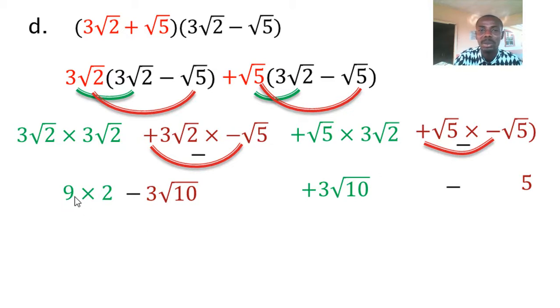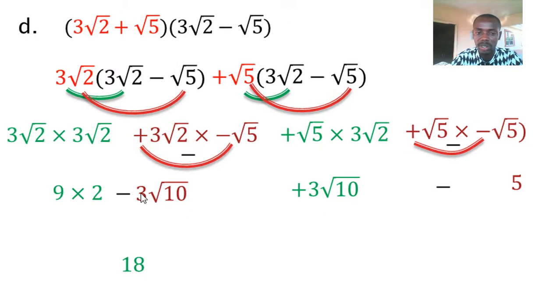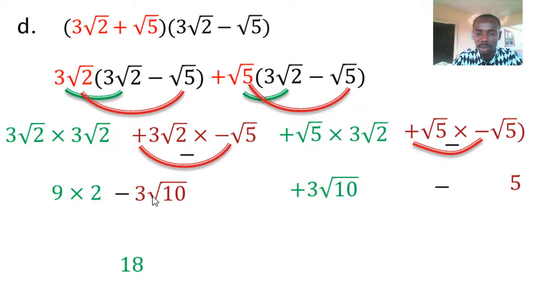So here is 9 multiplied by 2, it's going to be giving 18 minus 3 root 10 plus 3 root 10. Okay, so these are the same values but with different signs. So we have negative and positive but of the same value, so both are becoming 0. Okay, now we are left with what? We are left with minus 5. Okay, remember it is minus 3 root 10 and plus 3 root 10 that becomes 0.